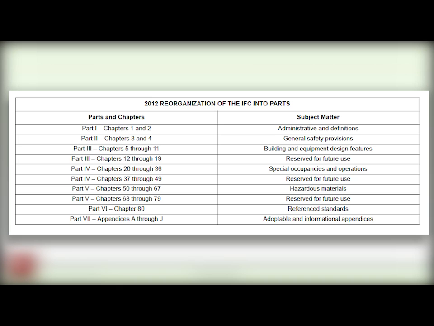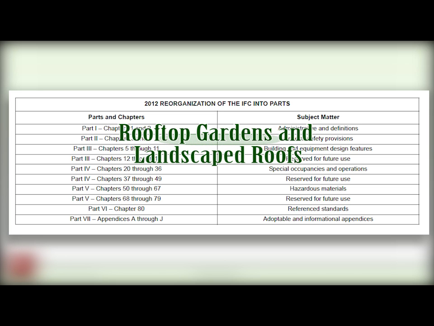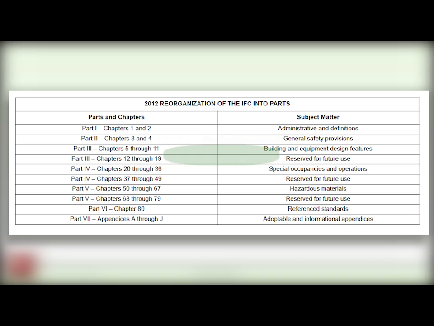Part 2 of the new IFC is going to cover Chapters 3 and 4, and that is the general safety provisions. There are 2 entirely new sections in Chapter 3. One deals with roof obstruction such as wires and cables, and the other one deals with vegetated or green roofs. And we'll talk more about that when we get to those slides in this webinar. Part 3 covers Chapters 5 through 11 and then 12 through 19. It includes building and equipment design features.